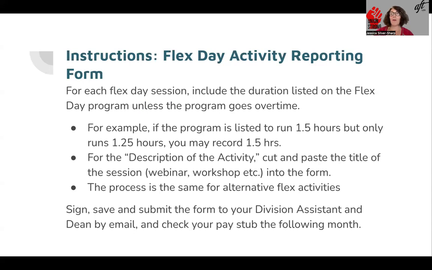And so for the Flex Day activity reporting form, for each session, you're going to include the duration of the session that was listed on the FlexDay program. So if the FlexDay program is scheduled to run an hour and a half, and it only runs an hour and a quarter, you can still record an hour and a half. And then for the description of the activity, you're going to cut and paste the title of the session right into the form. And then you will sign the form, save it, submit it by email to your division assistant, and then do check your pay stub the following month to make sure you were paid.